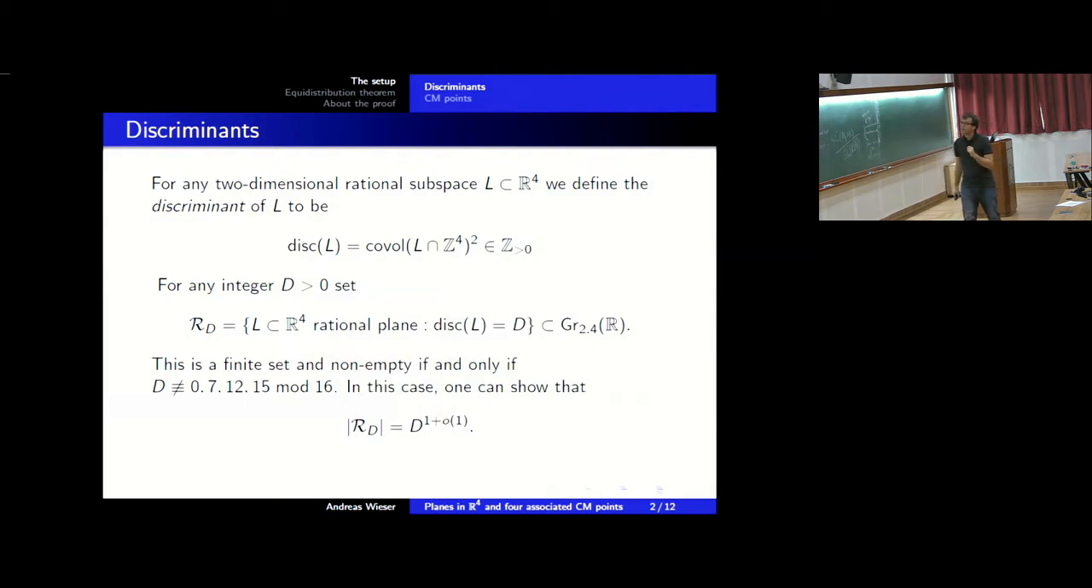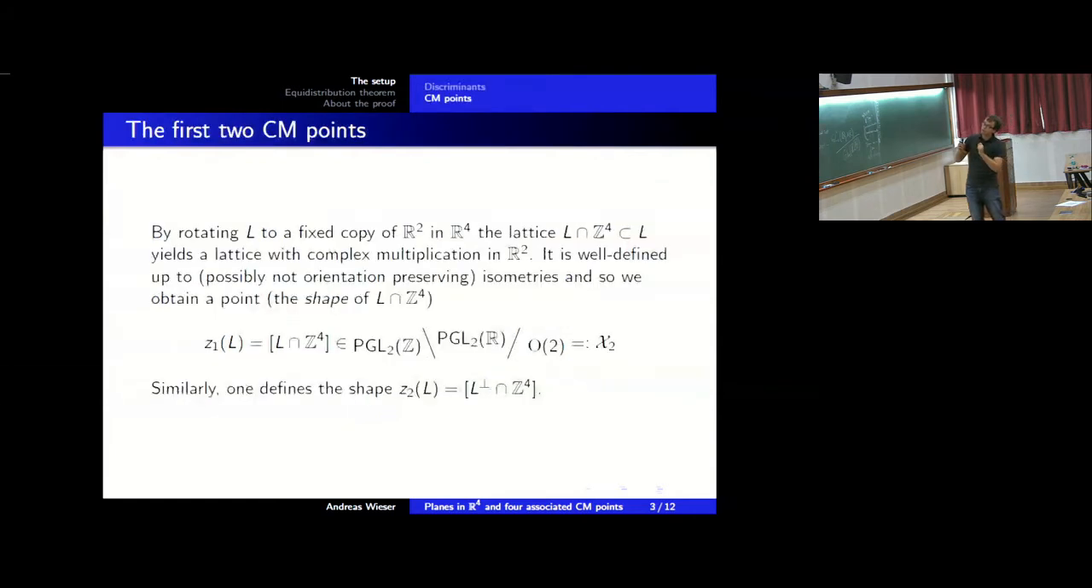In this case, if it's non-empty, you can show that the set R_D of rational planes of discriminant D has this size. It's a consequence of Siegel's lower bound, but let me not make this more precise than what I just said. So we have this set R_D. As I said before, our goal is to associate to any such plane in the set 4 CM points. Two are rather simple to define.